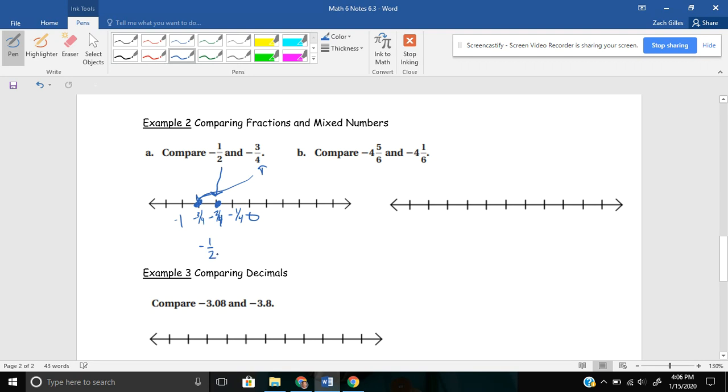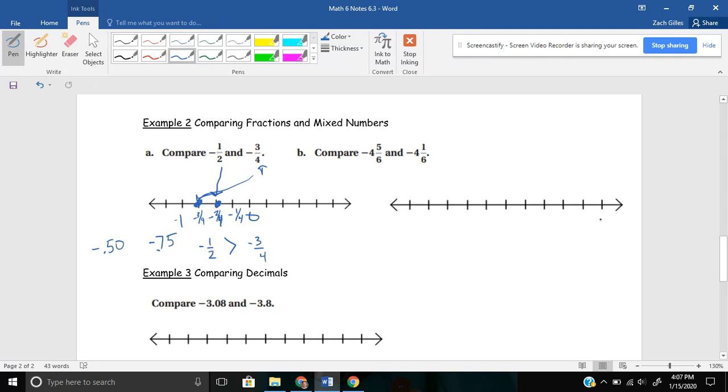So comparing these, I would say negative 1/2 is greater than negative 3/4. If you want to think about them as decimals, this is like negative 0.5 or negative 50 cents. And this is like if you had 3 out of 4 quarters, you'd have 75 cents. This is like negative 75 cents. Would you rather be 50 cents in debt or 75 cents in debt? Well, I'd rather be 50 cents in debt. I'm not in debt as much money. Okay. Letter B, negative 4 and 5/6 and negative 4 and 1/6, and they're both negative.